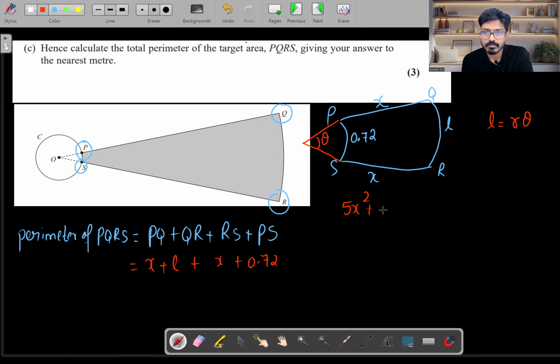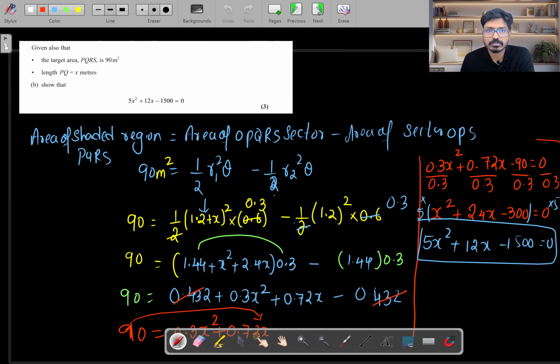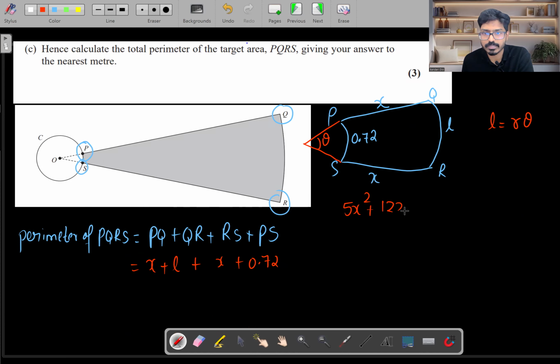To find the value of x, we have the given equation, which is 5x squared plus 12x minus 1500. You can use the quadratic equation function on your calculator if you type it in. You'll get two values for x. One is 16.16, and then we get a negative value, minus 18.650, which I have already calculated, and which we are not going to consider. The negative value, don't consider, only consider the positive value.